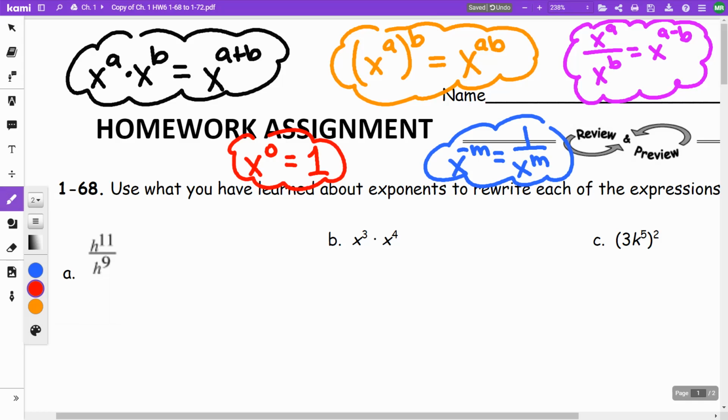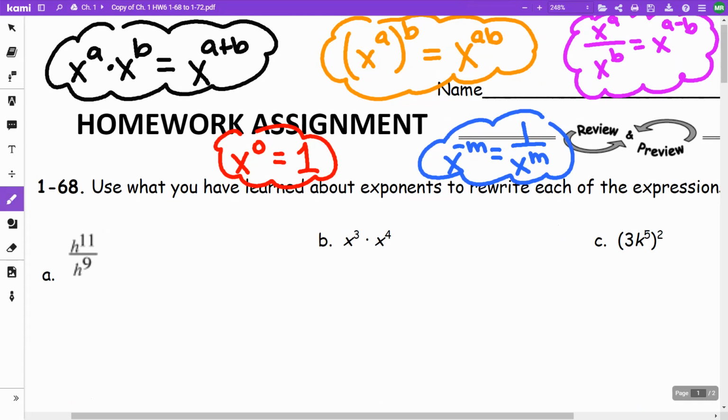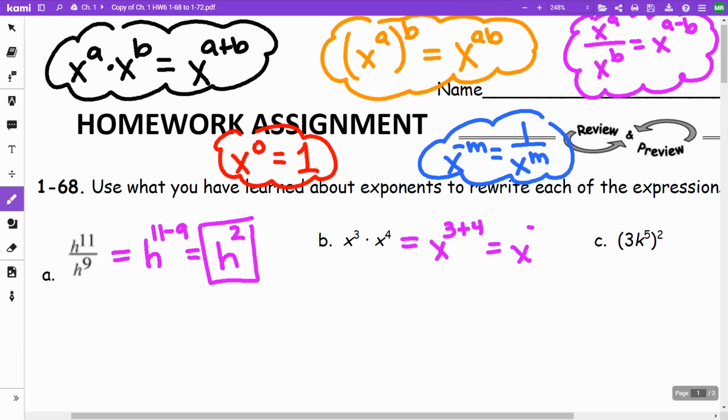On the first problem, I have 11 h's multiplying on top, 9 multiplying on bottom. It's going to be h to the 11 minus 9, or h to the second. Okay, I'm going to have 9 cancel from top and bottom, leaving me with 2 on top. The next one, I'm going to add the exponents. I'm going to take x to the 3 plus 4, so that's going to be x to the 7th.